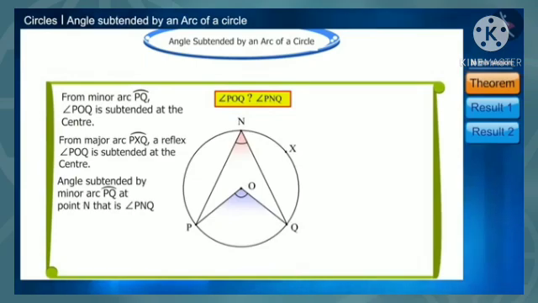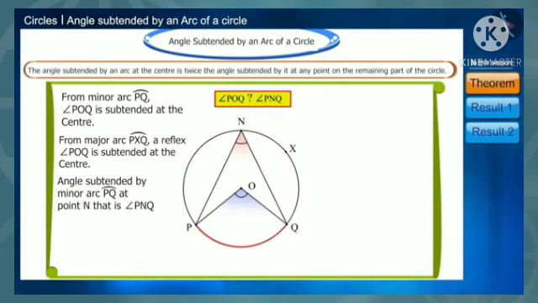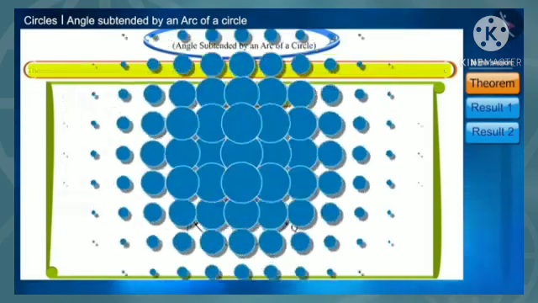There is a theorem related to this question, which says the angle subtended by an arc at the center is twice the angle subtended by it at any point on the remaining part of the circle. That is, according to this theorem, we can say that the angle POQ will be twice the angle PNQ. Friends, let's prove this theorem.